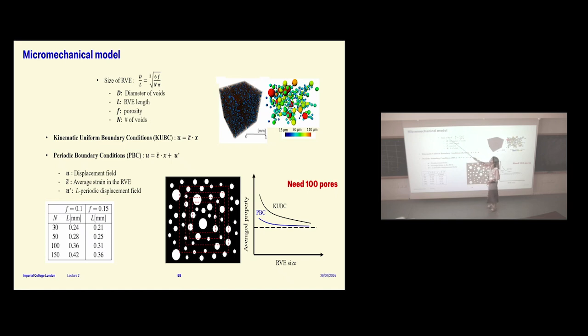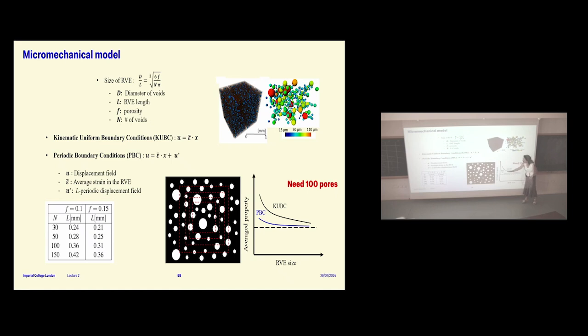So we varied here the number of pores. Basically, the size of your RVE will change if you want to keep your volume fraction the same. It will change as you change the number of your pores. So we wanted to see how big the representative volume element should be, how many pores we need to make sure we get consistent results. And these are the results I'm showing here. This is RVE size, and this is an average property. It could be the initial modulus, and you see they converge somewhere.